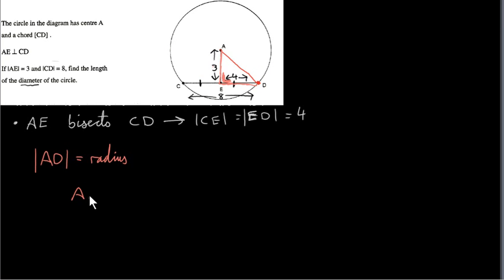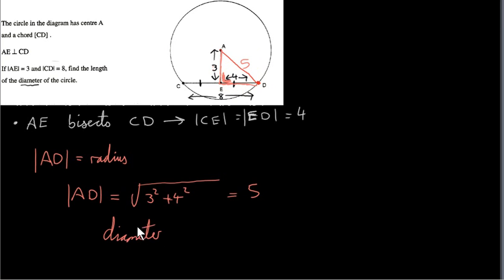So we see that AD, by Pythagoras theorem, must be the square root of the sum of the squares of the two short sides. This is the square root of 25, which is 5. That's the famous 5-4-3 right angled triangle. So if the radius is 5, it means that the diameter is 2 times 5, which is 10.